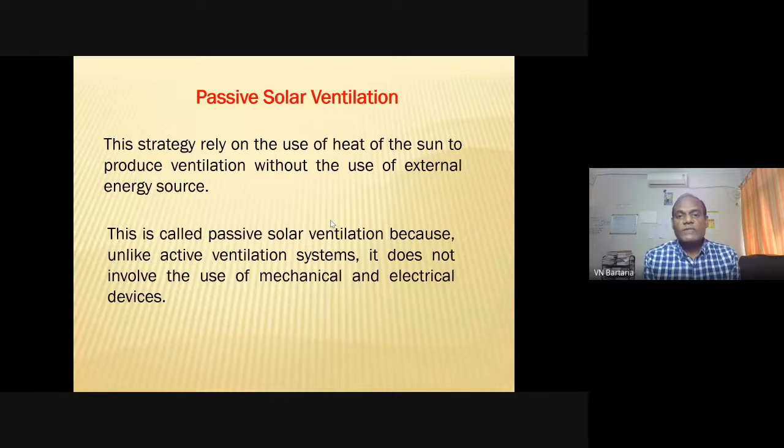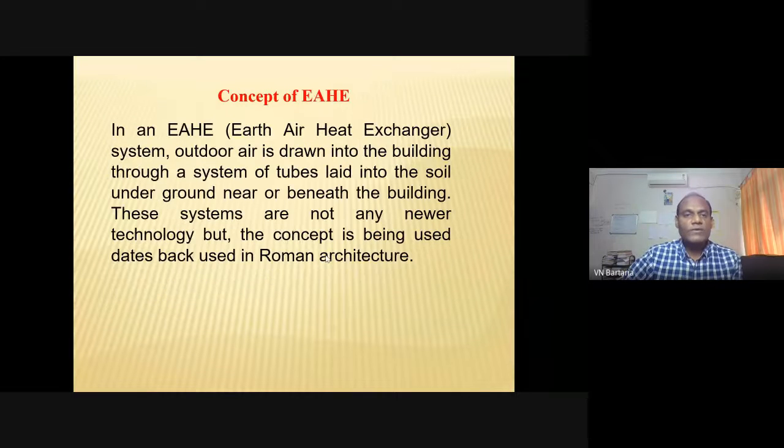This is called passive solar ventilation because, unlike active ventilation systems, it does not involve the use of mechanical and electrical devices. In active systems, we use mechanical and electrical devices, but in passive systems, only a stationary system works and it does the work without the consumption of any conventional form of energy.